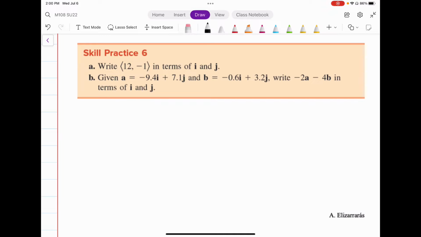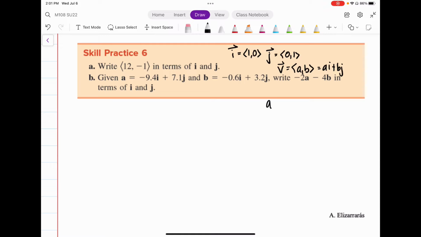We are now going to write vectors in terms of i and j. And remember, i and j are the unit vectors. Remember that i and j are the unit vectors <1, 0> and <0, 1>. When you have a vector v = <a, b>, you can rewrite that as ai plus bj.